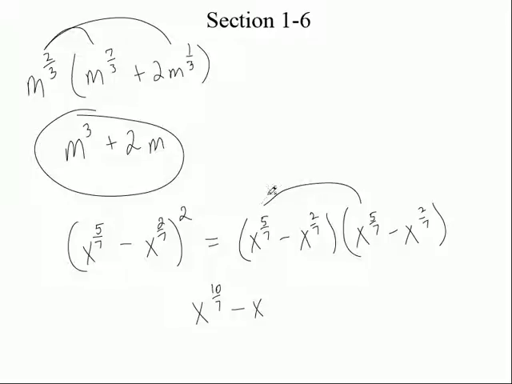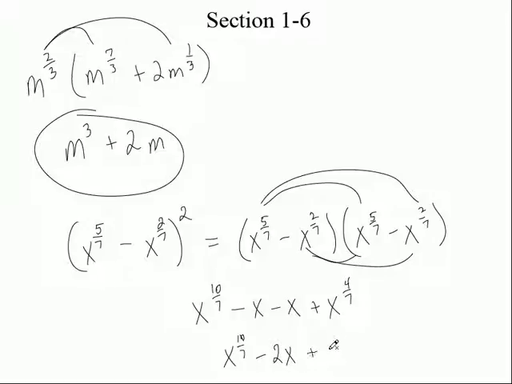So that was the outside. What about the inside? It's the same thing, isn't it? So that's just a minus x, right? 2/7 plus 5/7 is 7/7. You got it. Then last, negative times negative, which is positive. That's going to be x to the what? 4/7. Good. We just leave it like that? No. We would write x to the 10/7 minus 2x plus x to the 4/7.